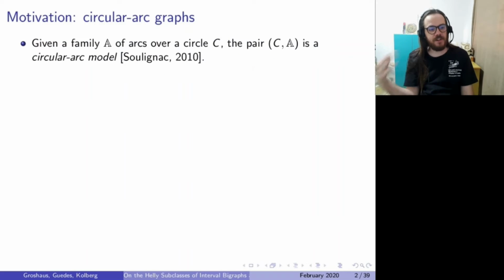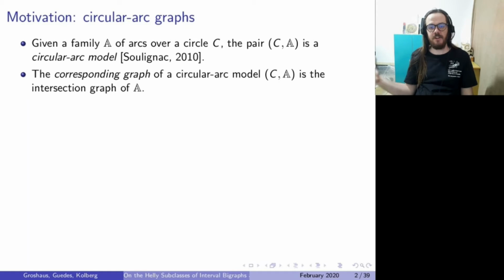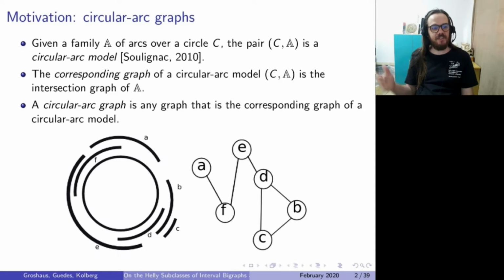First of all, circular arc bigraphs are a bipartite variation of circular arc graphs. So let's define circular arc graphs. Given a circle C and a family A of arcs over C, the pair CA is called a circular arc model. The corresponding graph of a circular arc model, called a circular arc graph, is the intersection graph of a family of arcs. Here we have an example of that.